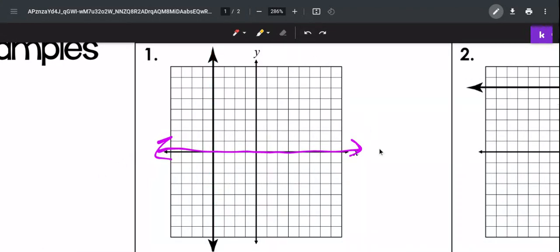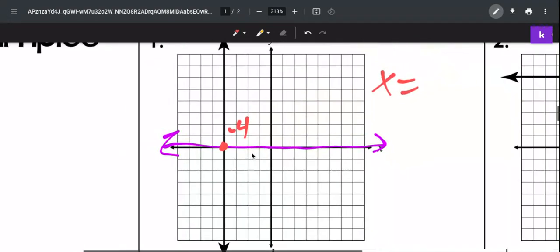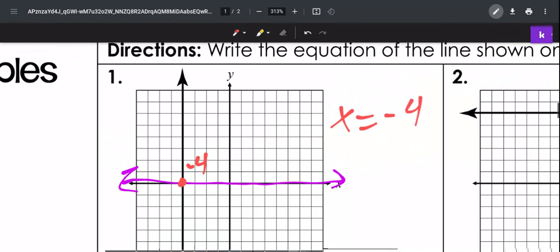All right, so the x-axis tells us that this is going to be x equals. Now, the way we find what x is equal to is we find the point where this vertical line intersects that x-axis, and it would be right here. So what coordinate would that be on the x-axis? It would be 1, 2, 3, 4. We went to the left, so it's -4. That means x equals -4 for number one.